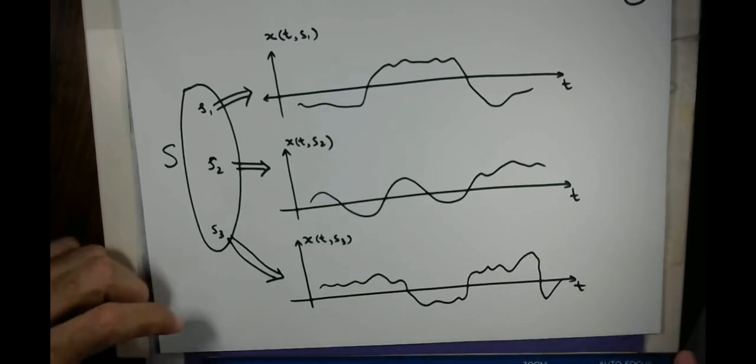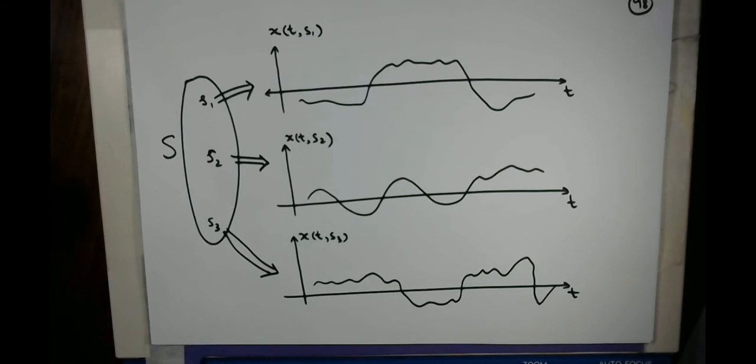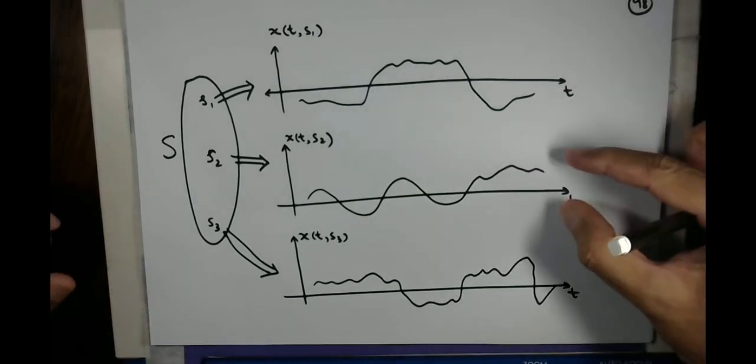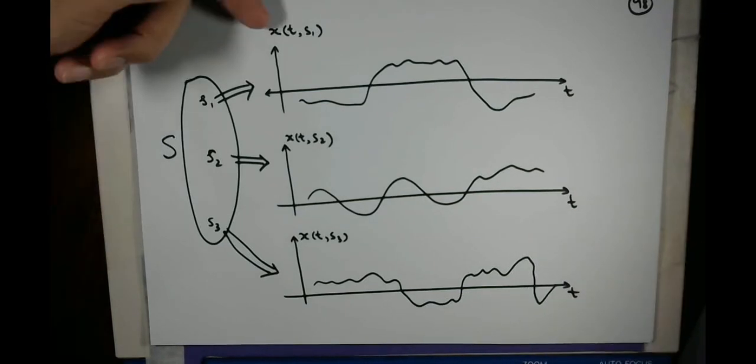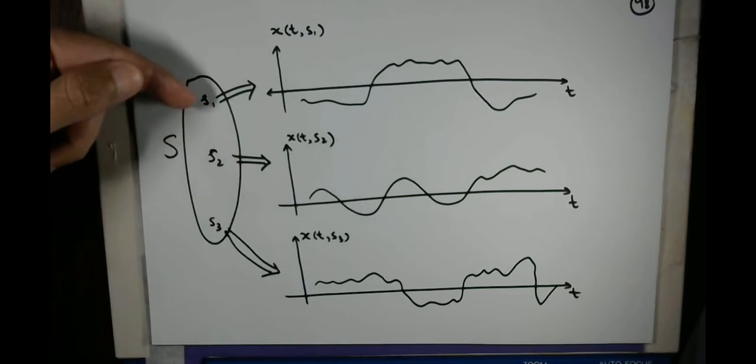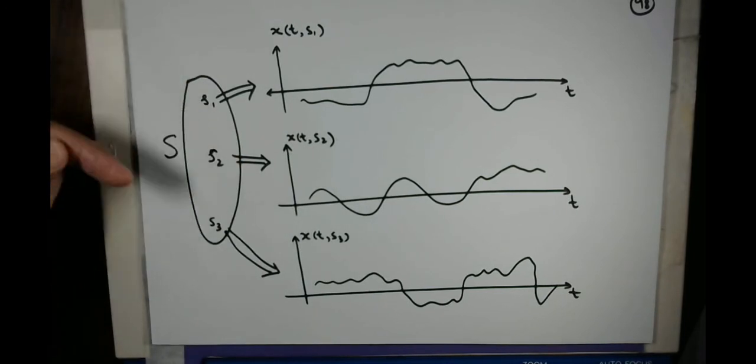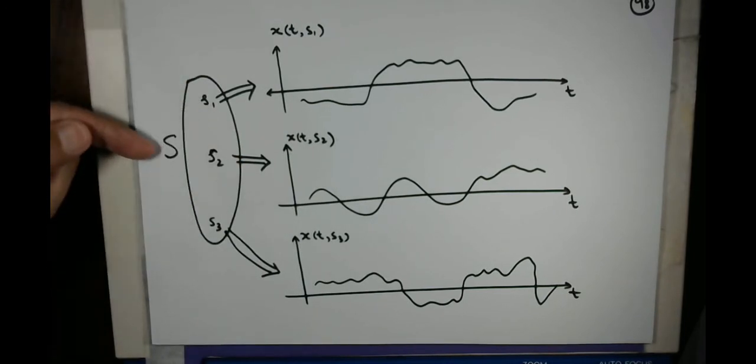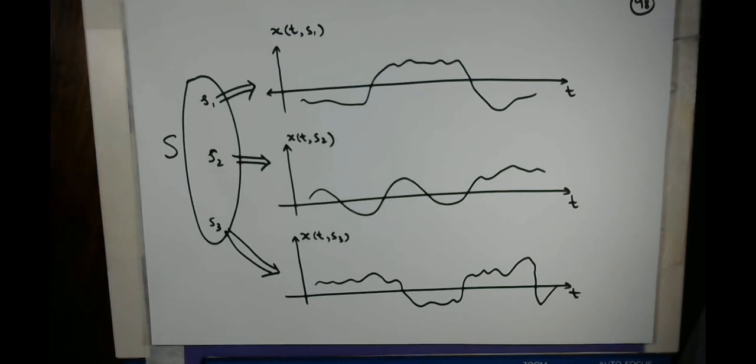Suppose something like this. Now you see, this is a figure that relates time functions x of t comma s1, x of t comma s2, x of t comma s3 with the sample values from the sample space of an experiment. Remember, experiment is the basic entity in any stochastic application, in any probability related consideration.